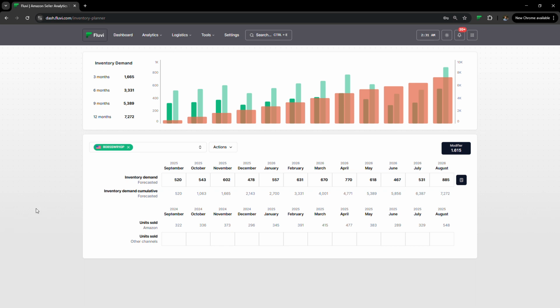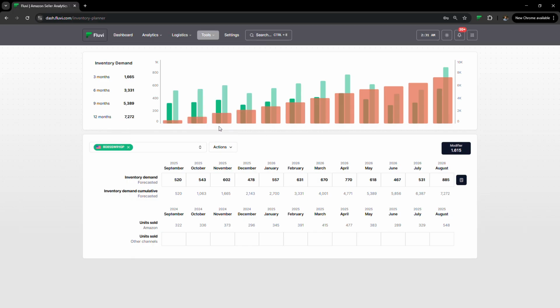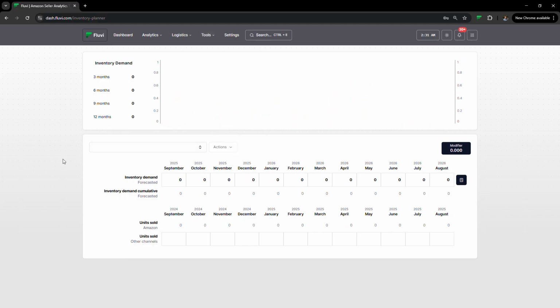Welcome to this video where we'll be showing you Fluvi's inventory demand calculation feature. To access this page, you'll need a Fluvi account, and then you'll need to log into your dashboard, head over to Tools and Inventory Planner. And then this is the page that you will see in front of you.